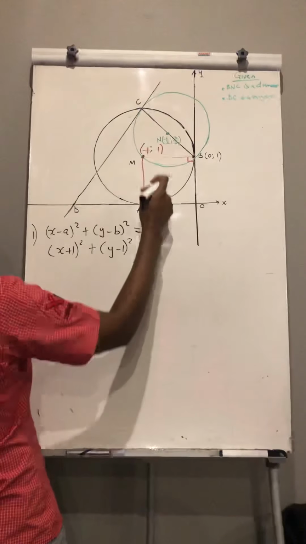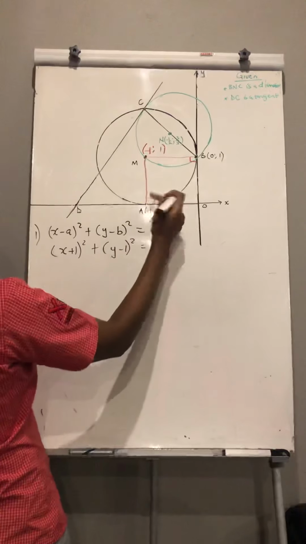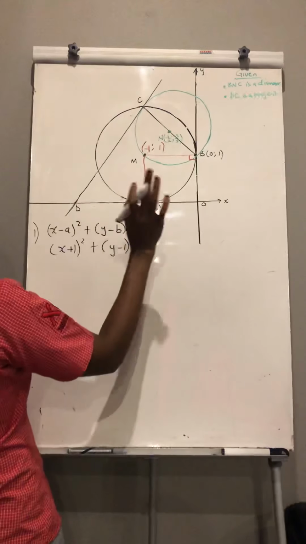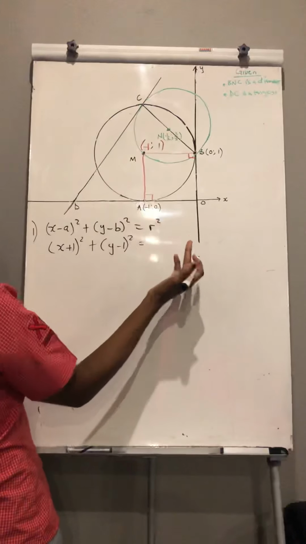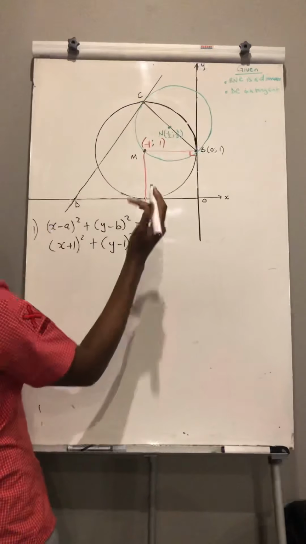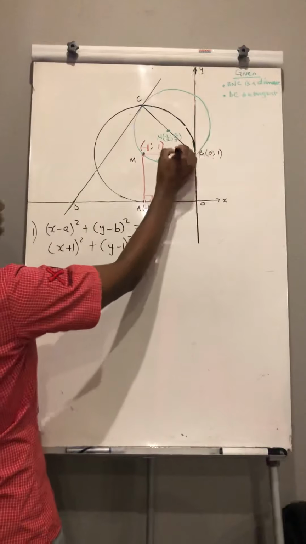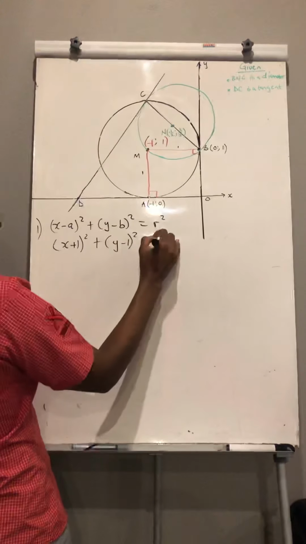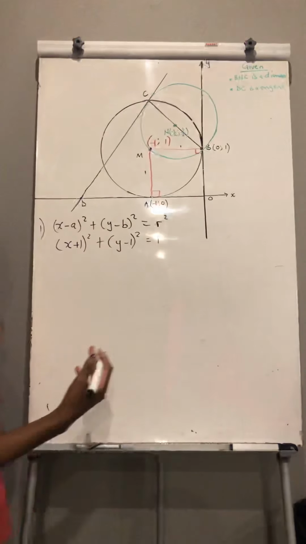Neither do we use a distance formula for the vertical. If it's a vertical line, we just use the y values to get the distance, 1 minus 0. So either way, you get the radius of 1 anyway. So it will be 1 squared and it remains 1.